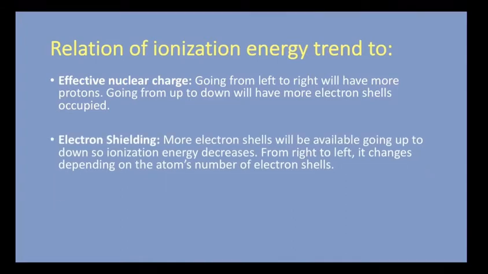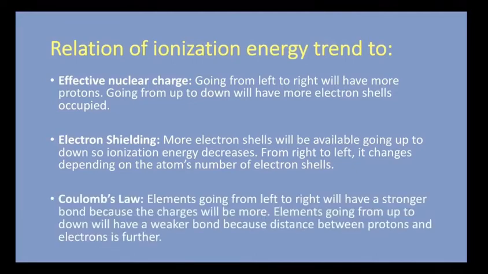Now, what is the relation between ionization energy and electron shielding? When there are more electron shells available going up to down, the ionization energy will decrease because there will be more inner shell electrons. Now from left to right, it changes depending on the atom's number of electron shells.